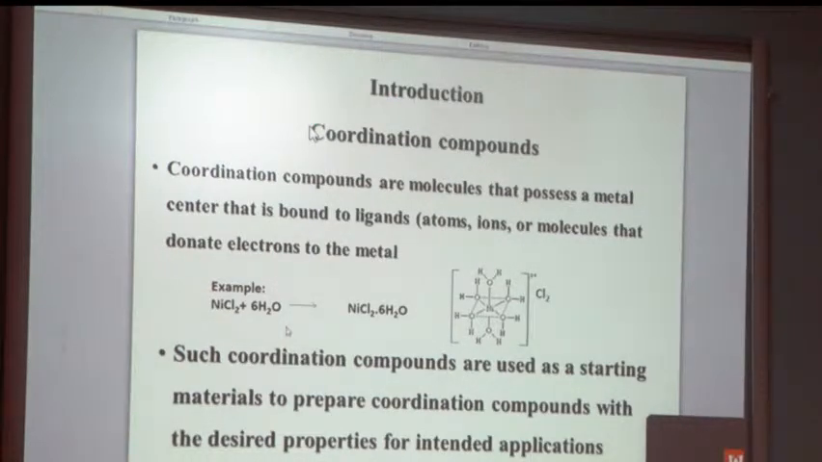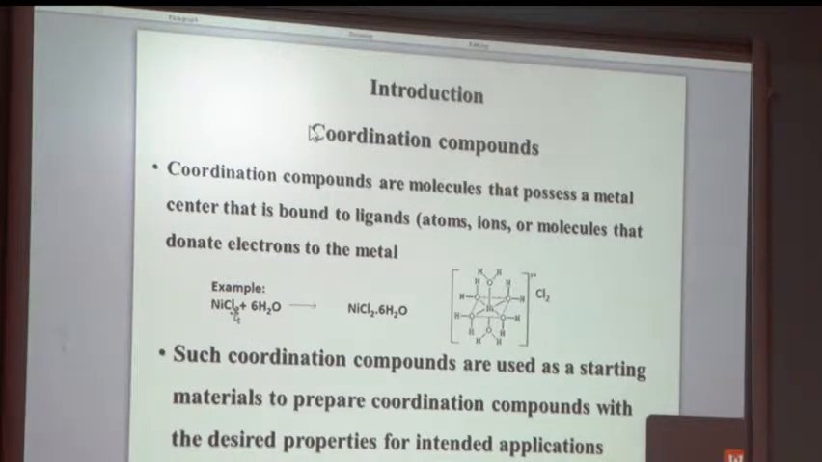As I have said, my basic research is focused on coordination chemistry, producing coordination compounds. Coordination compounds are, briefly, molecules that possess a metal center, usually transition metals, usually having deficient d electrons, that is bound to ligands having atoms which have a pair of electrons. For instance, such a very simple reaction tells us the synthesis of coordination compounds.